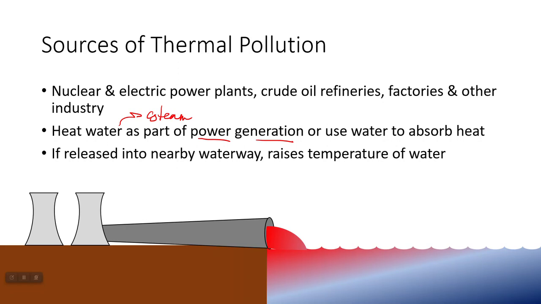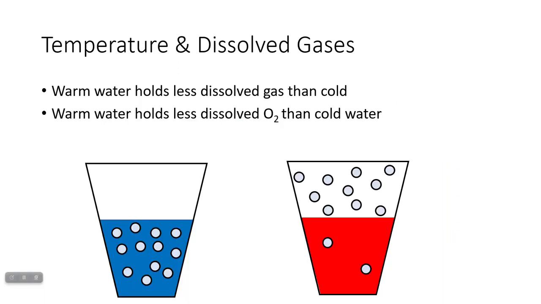So, what are some of the sources of thermal pollution? Any sort of industrial process or factory, anything that uses water either to absorb heat and cool down machinery, for example, or as part of electricity generation. Remember, the first step in a lot of forms of electricity generation is heating up water to form steam so that it can turn a turbine. Then if you take that water and you release it into a local waterway, it'll raise the temperature of the water. So why is that a big deal?